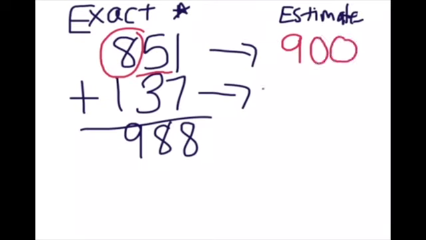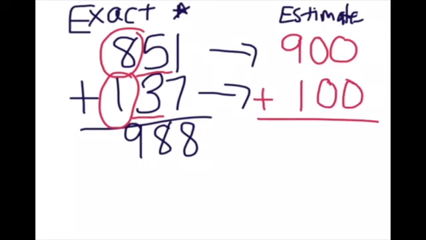Okay, 900, okay, plus what is going to be our next number? 137. I'm going to look at my tens place again and ask myself, is it 4 or lower or 5 or higher? It's 4 or lower, so what happens to my hundreds place? It stays the same. And then 900 plus 100 was 1,000.